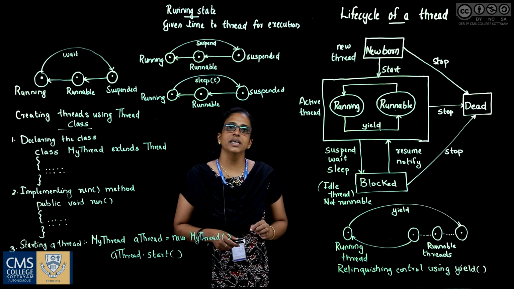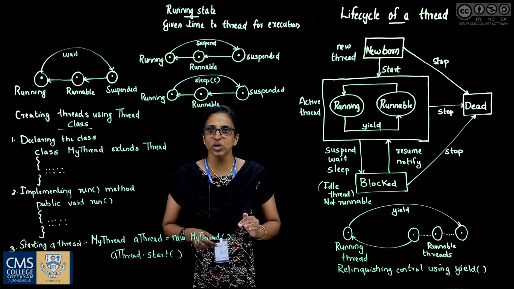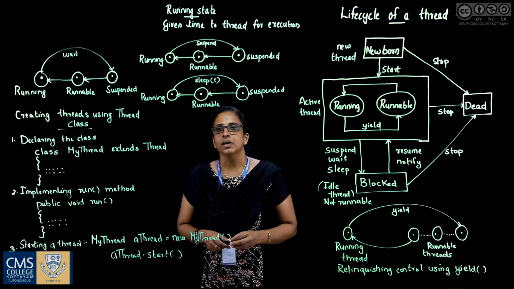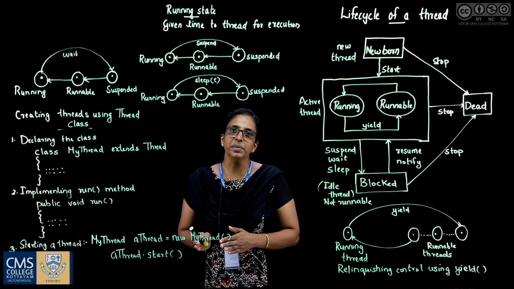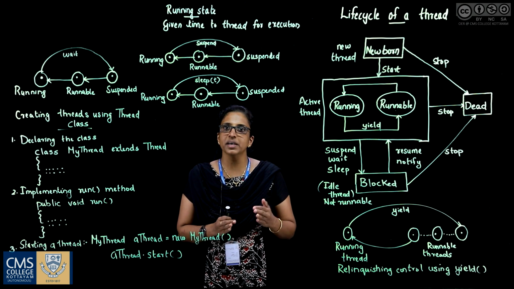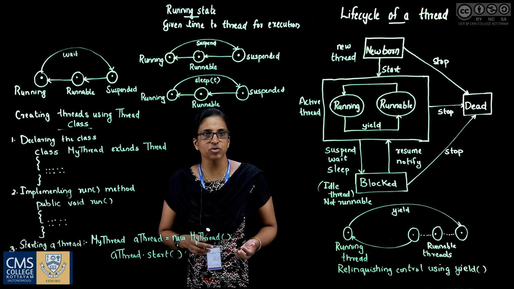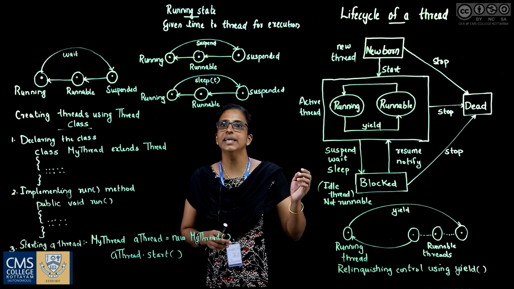In the running state, the processor has given its time to the thread for execution. Either the thread will be preempted by a high priority thread, or it can relinquish the control by calling the yield method.